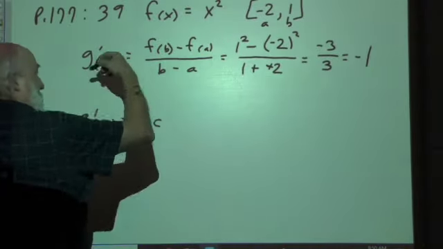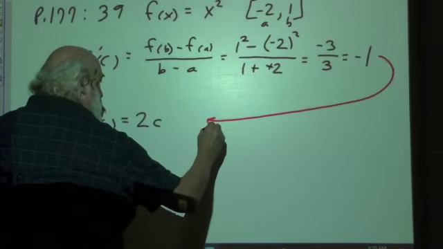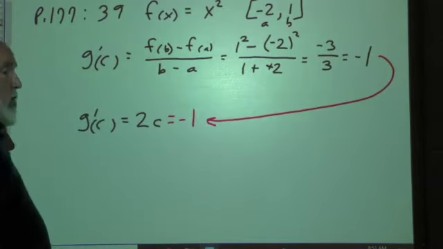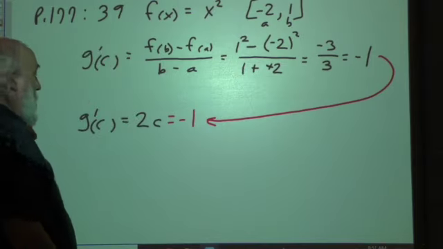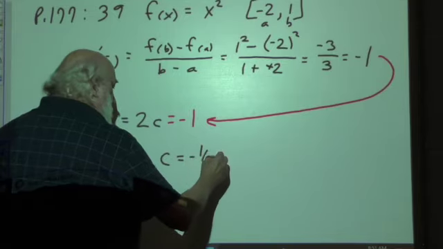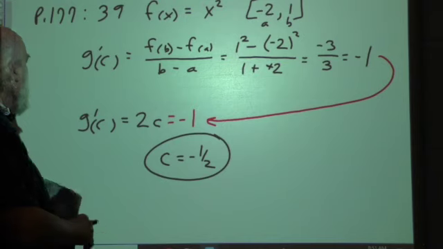And we know that these two are equal, so this -1 goes right there, because they're parallel lines. And so, divide by 2, c equals -1/2. There's your answer. Pretty amazing.